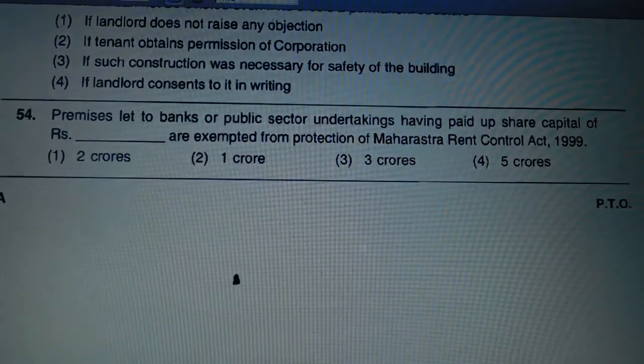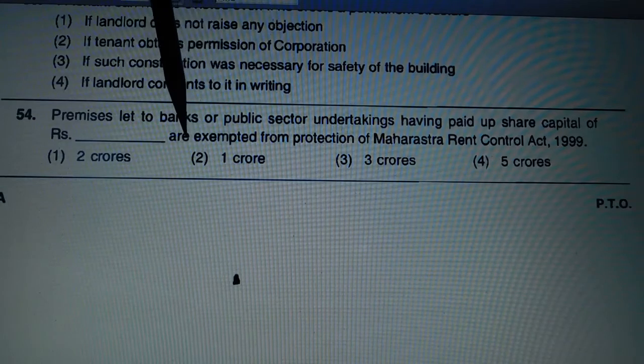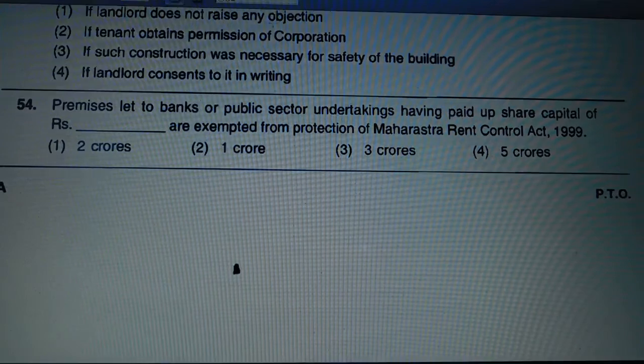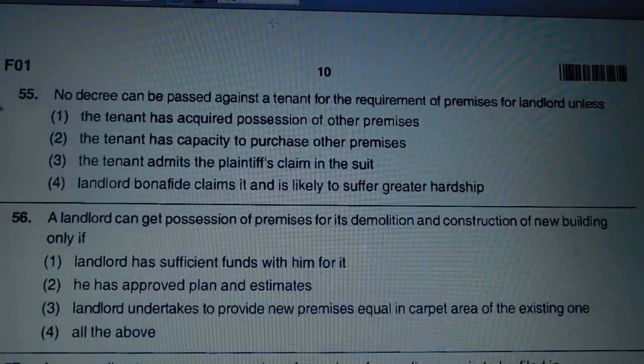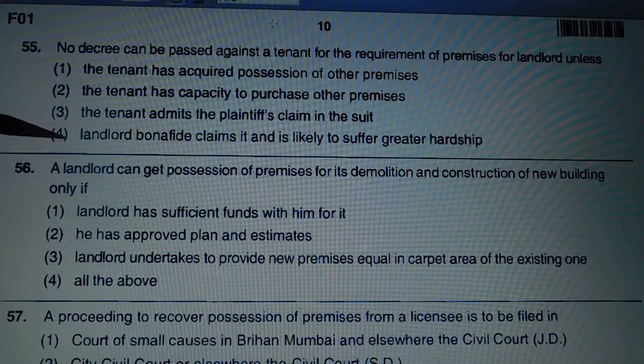Question number 54. Premises let to banks or public sector undertakings having paid up share capital of rupees dash dash are exempted from protection of Maharashtra Rent Control Act. The answer is 1 crore. Question number 55. No decree can be passed against a tenant for the requirement of premises for landlord unless the answer is landlord bona fide claims it and is likely to suffer greater hardship.